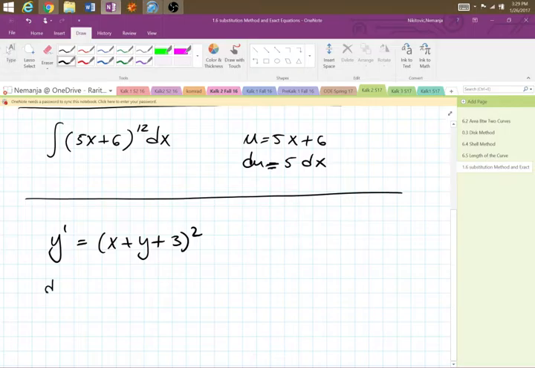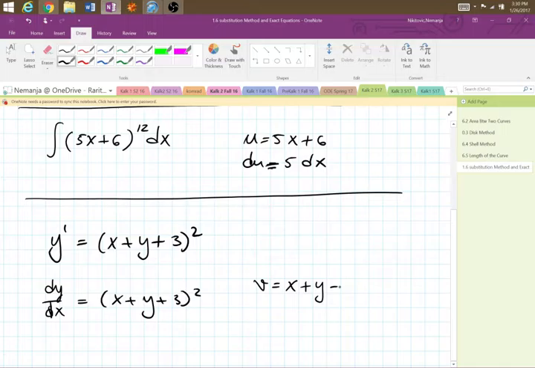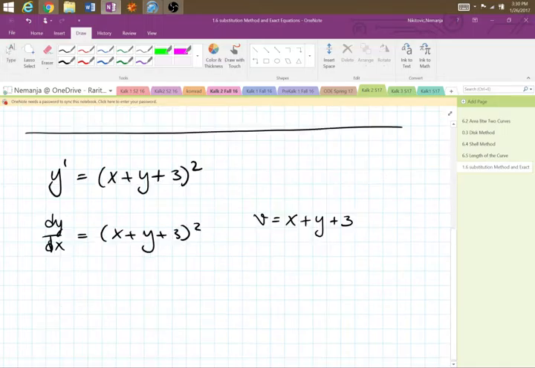So this is over here dy dx, right? And since I want to create, let me just write it out. So if I want to create this independent variable v to be x plus y plus 3, right? Now I can plug that easily back into the equation, right? It's just going to be v squared. But the issue is that I have dy dx, which I also have to change.